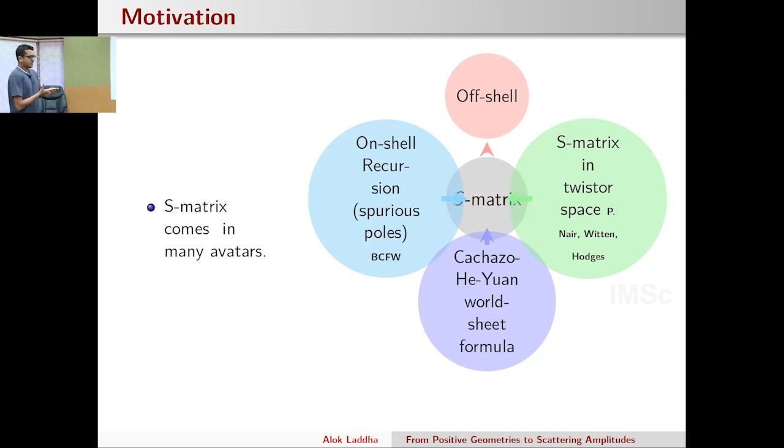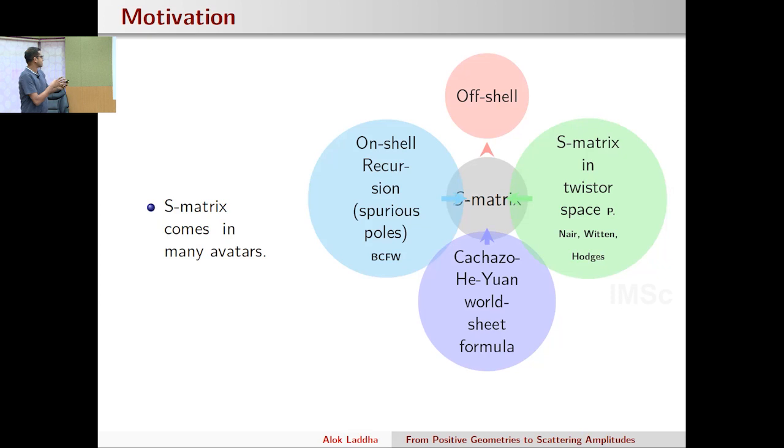But then there are other representations of the same S matrix. The one which is probably second most popular is what is called the on-shell recursion, where you never go off-shell, but you allow momenta to be complex. And then there are some other ones. For example, there was one pioneered by Parameswaran in the 80s, which was about recasting the S matrix in gauge theories and gravities in twistor space, and many others. So it's the same S matrix object, but we can write it in many different forms.